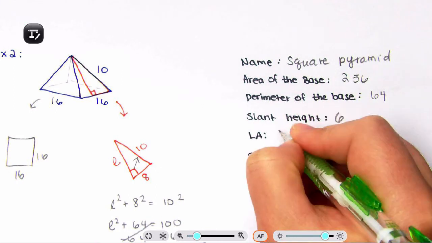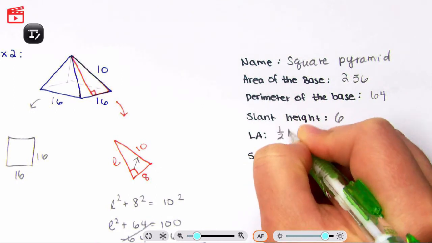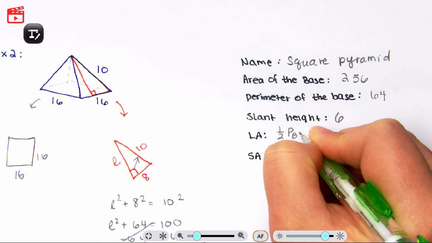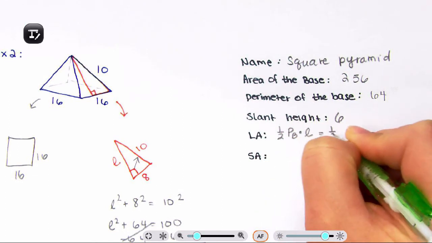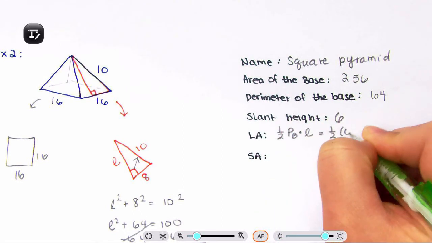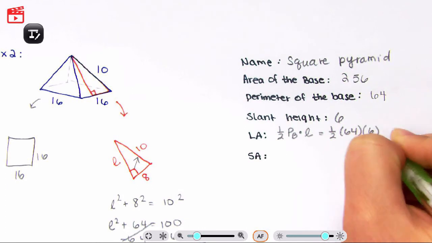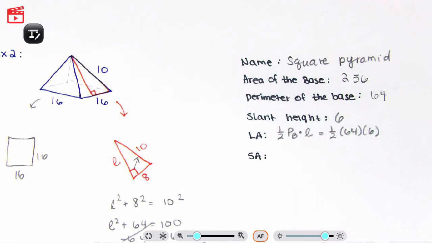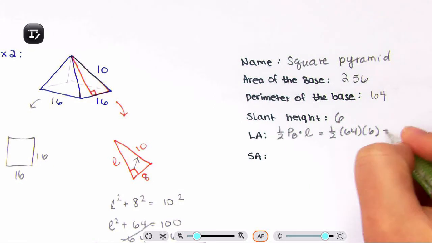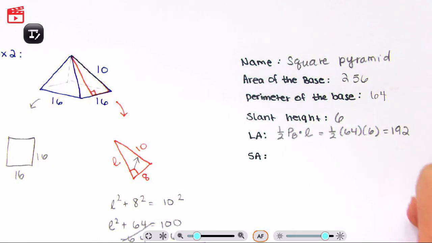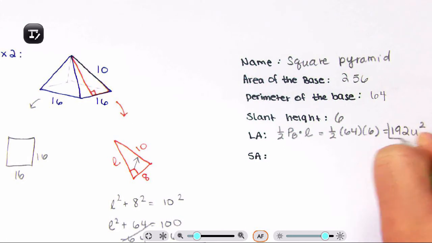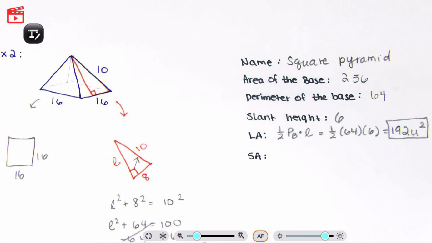Lateral area, again, is 1/2 times the perimeter of your base times your slant height. So perimeter of the base is 64. Your slant height is 6. So 64 times 6 is 384 divided by 2, and that is 192. Again, for lateral area, you must use units, and you must tell me that area is squared. The reason I wrote U is because I didn't actually provide units. There are no units on here, so we write U for units.